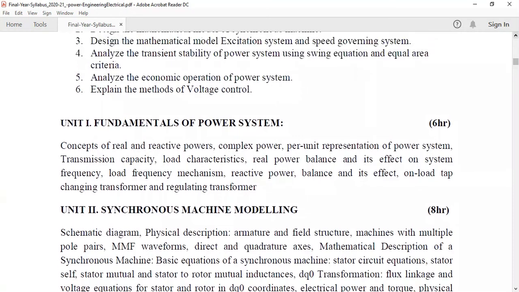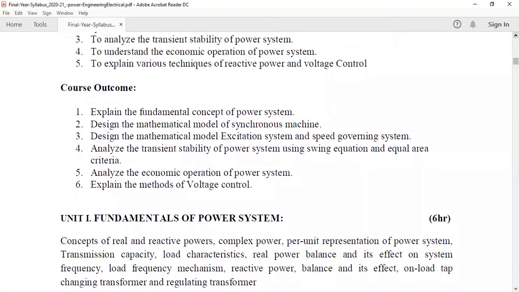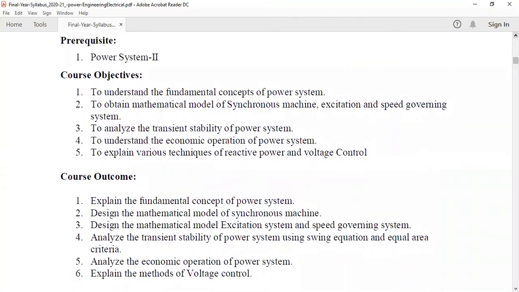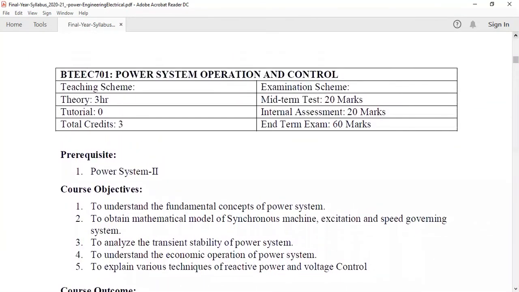I have already explained the structure, or the teaching and examination scheme, for this subject. So I request you to go through the details of the curriculum or syllabus. It is available on www.dbatu.ac.in. This is the official website of Dr. Babasaheb Ambedkar Technological University. For more details of the curriculum for the final year class as well as the subject Power System Operation and Control, just go through the official website of DBATU.